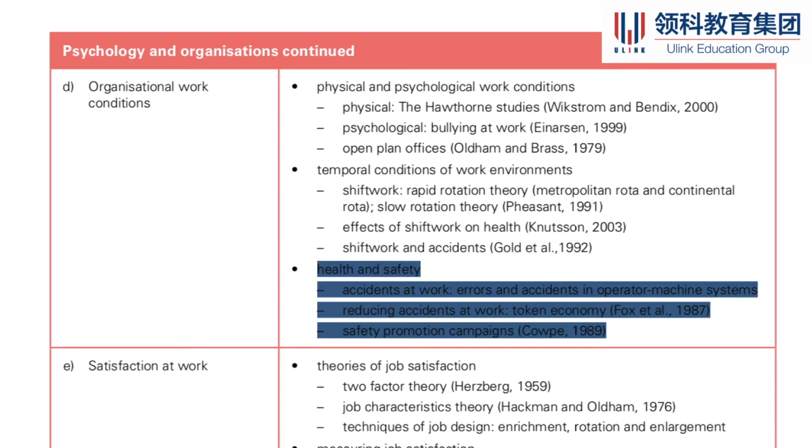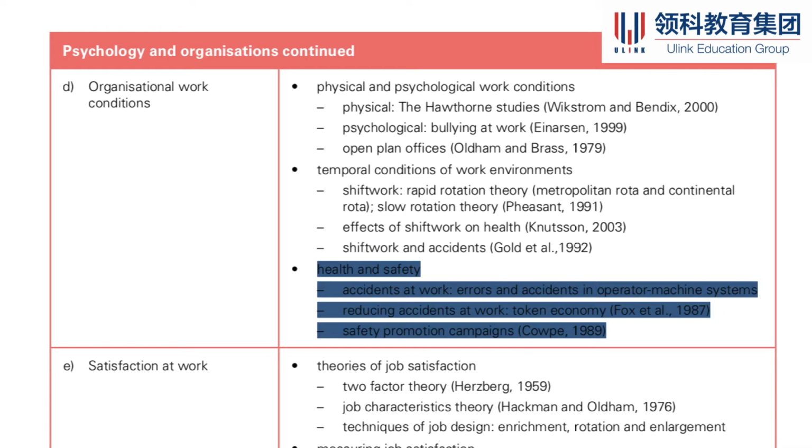In fact, the first time I uploaded these videos, I omitted the health and safety section of this portion of the syllabus. So let's correct this error, no pun intended, right now by talking about health and safety. Under this bullet point, there are three key subheadings. The first one is accidents at work, errors and accidents in operator machine systems.